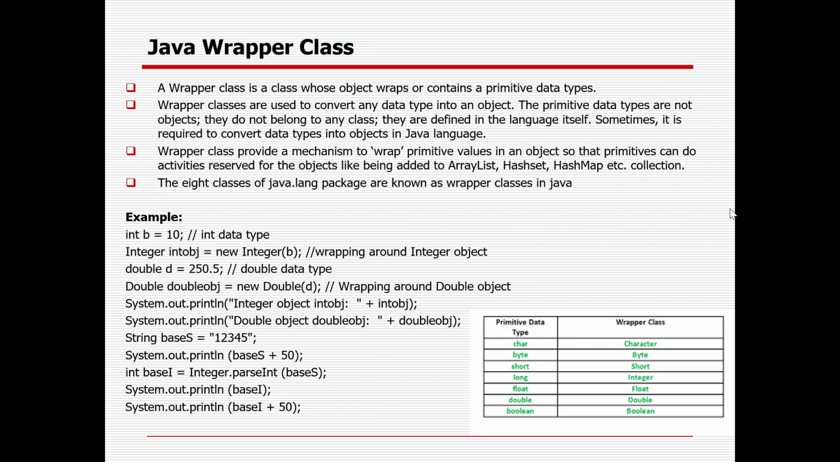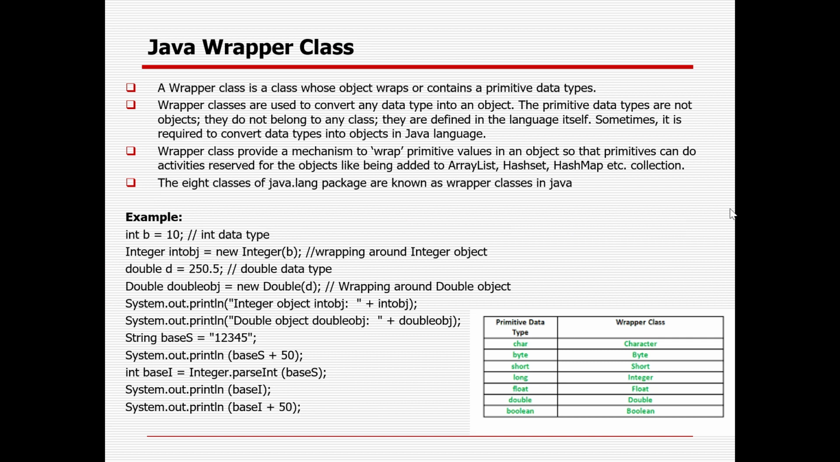So a wrapper class is a class whose object wraps or contains a primitive data type. Wrapper classes are used to convert any data type into an object. The primitive data types are not objects. They do not belong to any class. They are identified in the language itself. Sometimes it is required to convert a data type into an object in the Java language. So a wrapper class provides a mechanism to wrap primitive values in an object, so that primitives can do activities reserved for objects, like different collection frameworks such as array list, linked list, hash set, all this stuff.